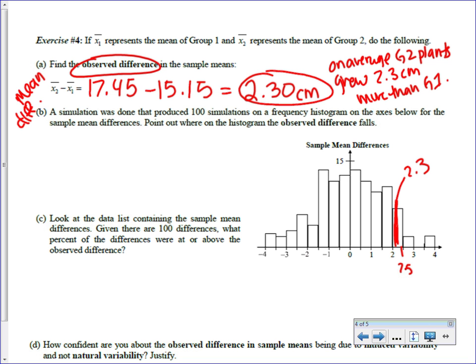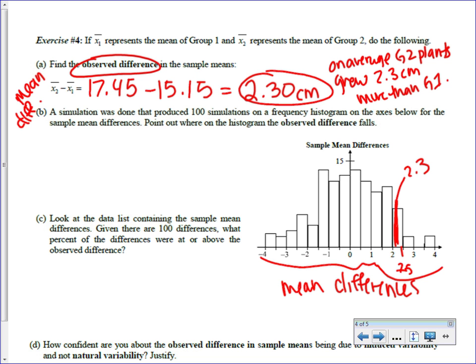Okay. So the next question says, look at the data list containing the sample mean differences. Given that there are 100 differences, what percent of the differences were at or above the observed difference? Okay, what percent of the differences, these all below, these are all when they refer to the differences, these are the mean differences. What percent were at or above the observed difference?